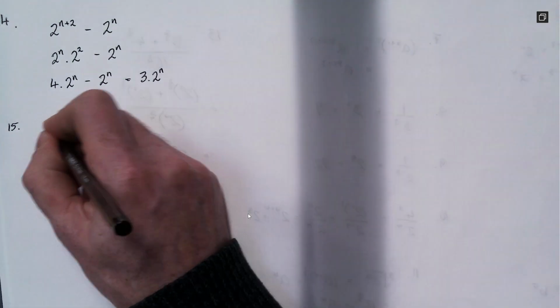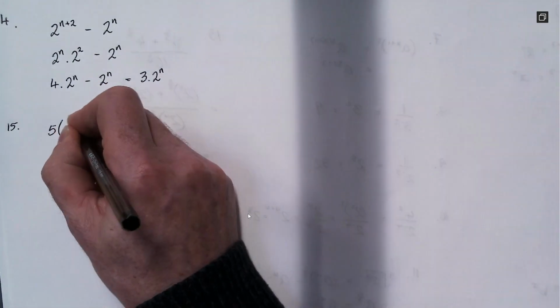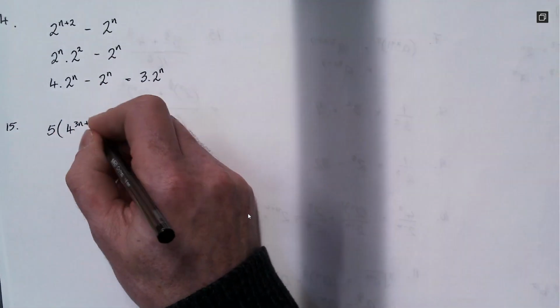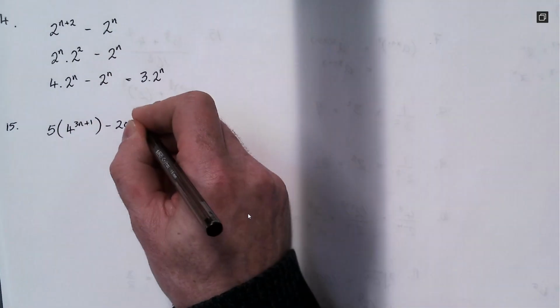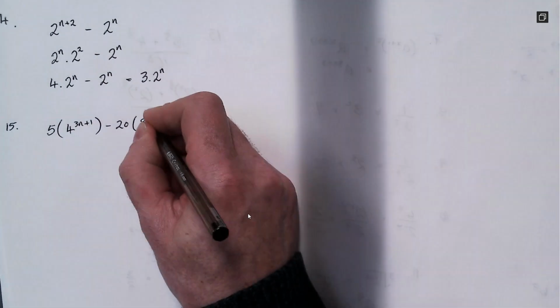Evaluate 2 to the power of 3n plus 1 minus 20 times 2 to the power of 2n. So you could evaluate this, just use the laws of indices. Is it algebra or indices?